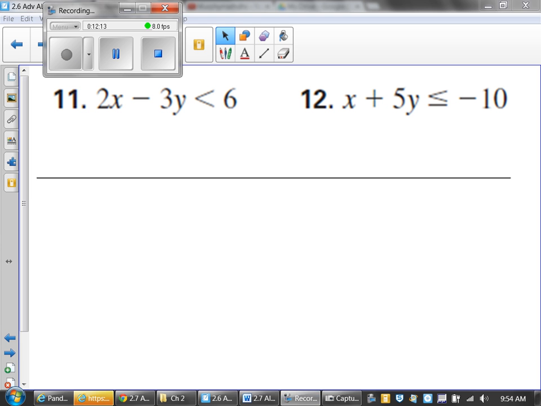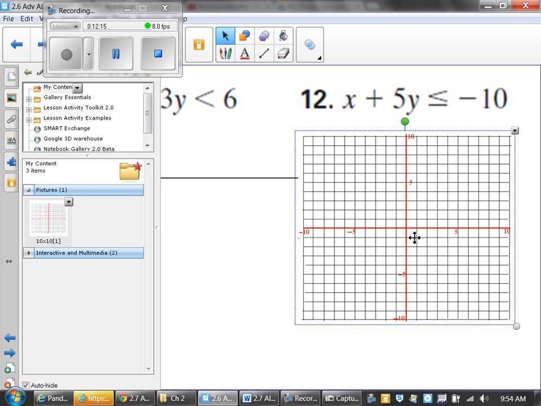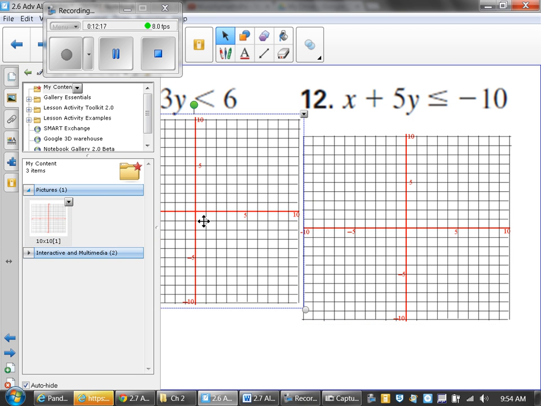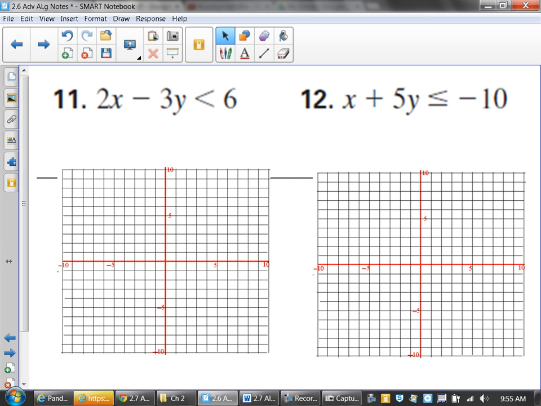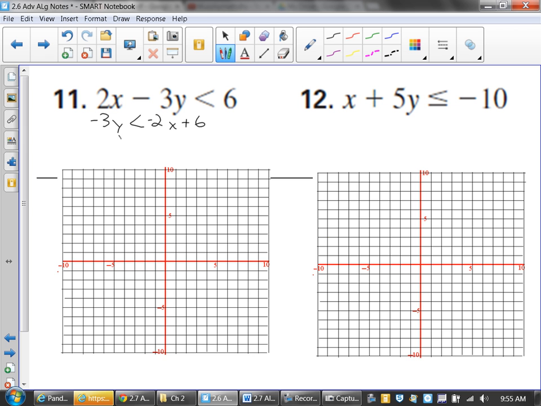All right, let's check them. So, with any luck, you get, let's see, negative 3y, negative 2x, 6, y is greater than 2/3 x minus 2.